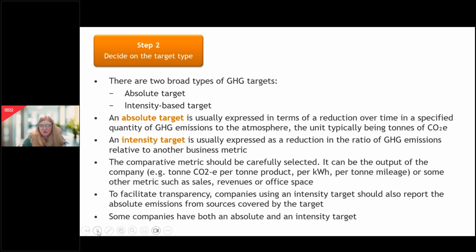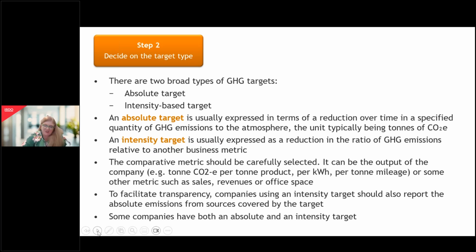In step two, we look at deciding on our target type. There are two broad types of greenhouse gas targets that you can set. It could be an absolute target, or it could be an intensity-based target. An absolute target is usually a target where we've got our tons of carbon dioxide equivalent, and we want to reduce our total tons of carbon dioxide equivalent by 50% or 30%, etc.